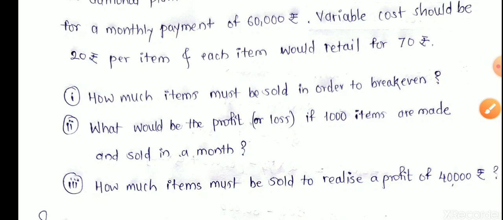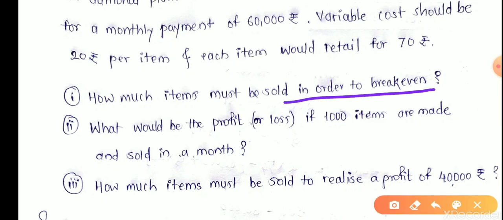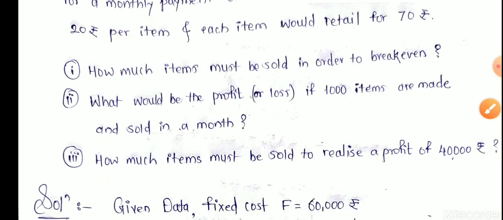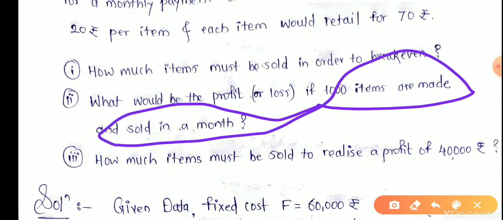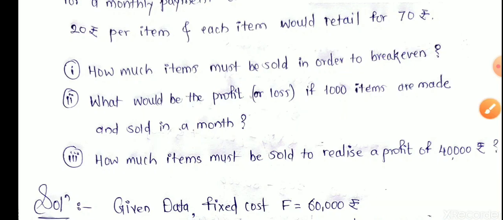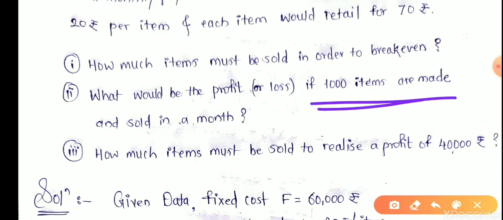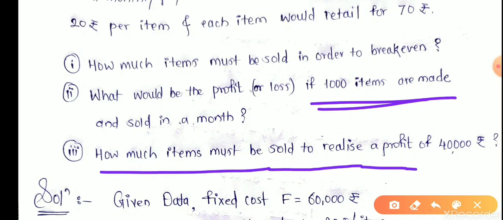And 3 questions are given. How many items must be sold in order to reach the break-even point? That is, for no loss, no profit, how many items do we have to sell? The second question is, what would be the profit or loss if 1000 items are made and sold in a month? And the third question is, how many items must be sold to realize a profit of 40,000 rupees? To get the profit of 40,000 rupees, how many units do we have to sell?